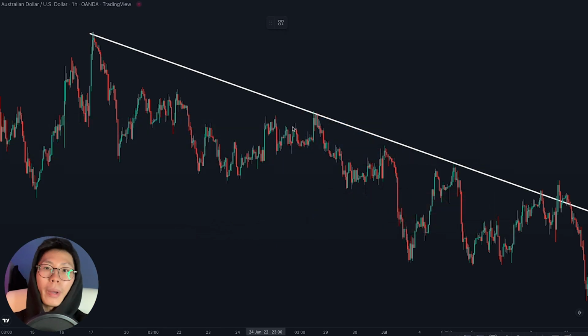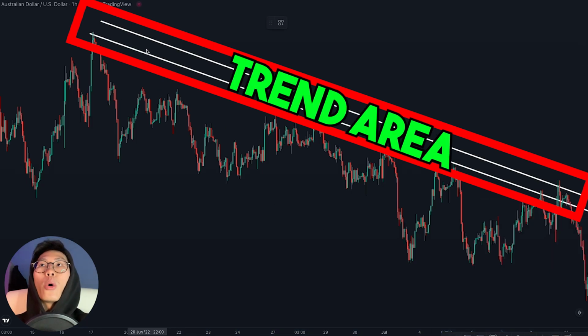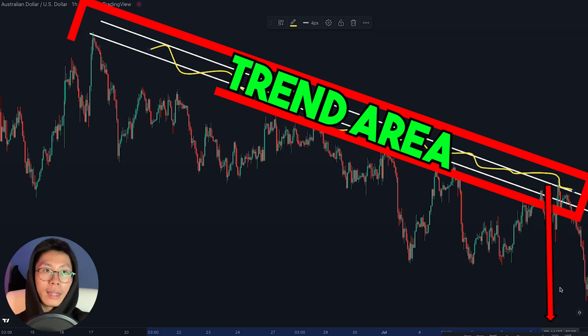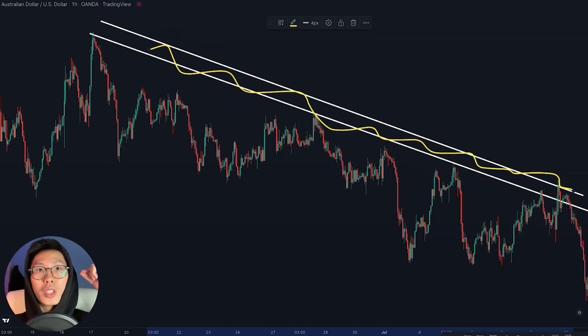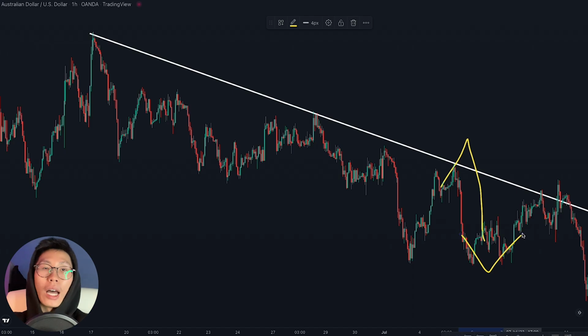So instead of expecting price to reverse immediately when price touches the trend line, what you can do is monitor price around this area. Around this area here would be your trend area. Around this area, you should be expecting price to reverse and head back down. That's why you also need to start treating your trend lines as an area, because price can easily break through this trend line and still go back down.